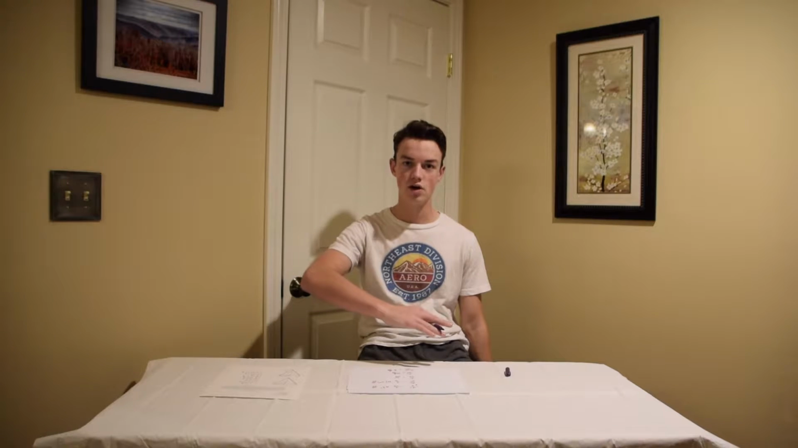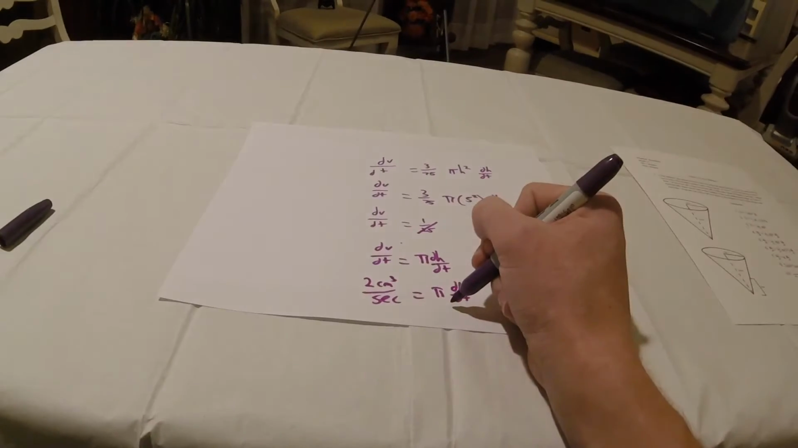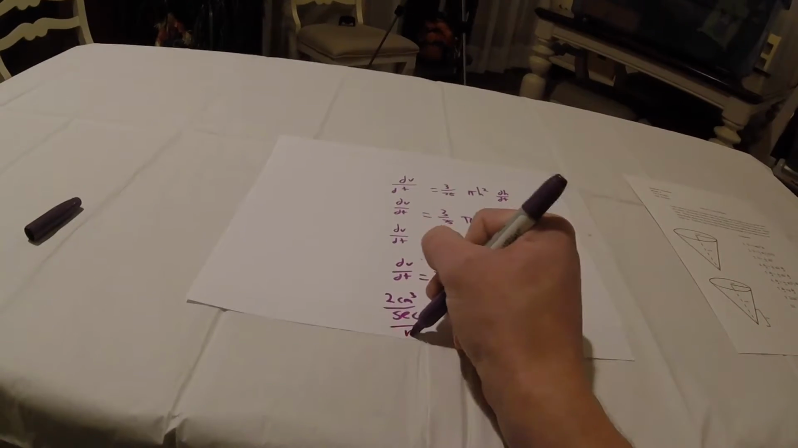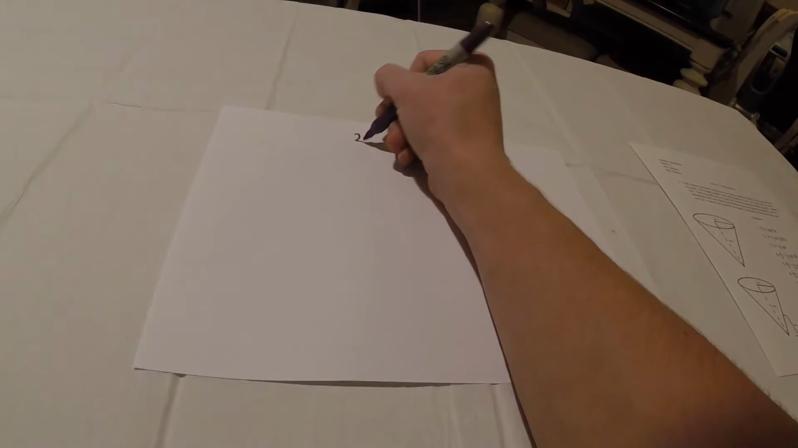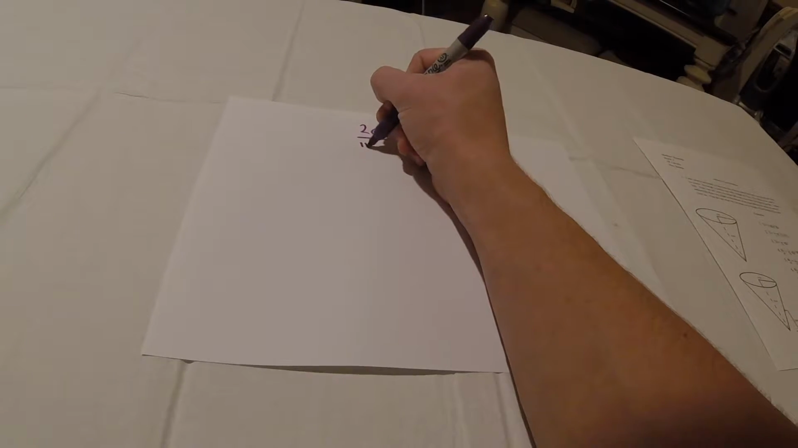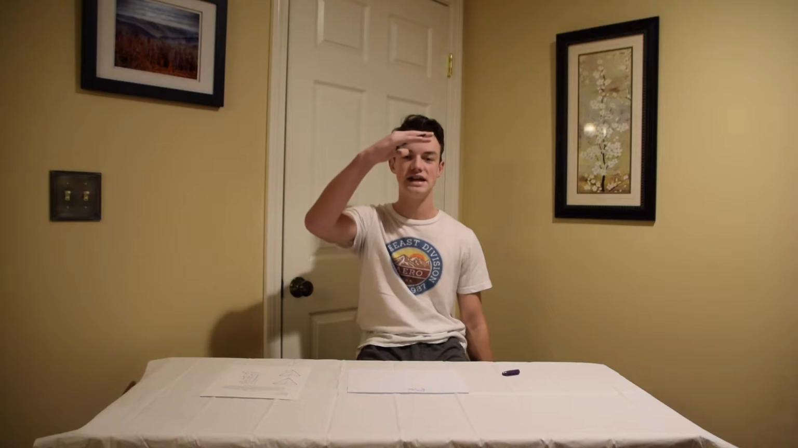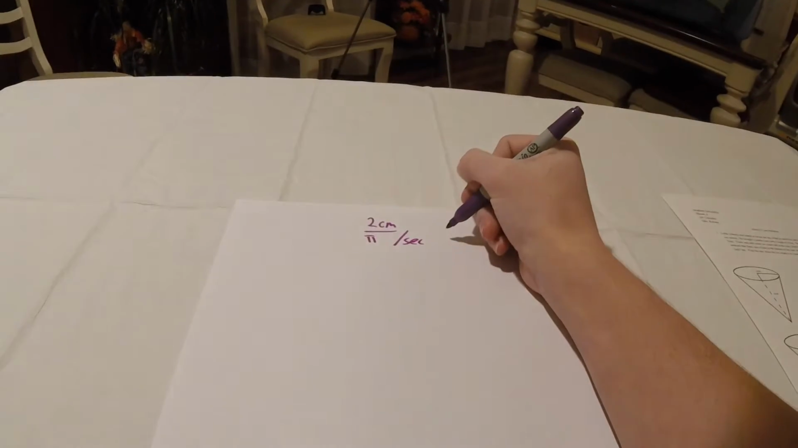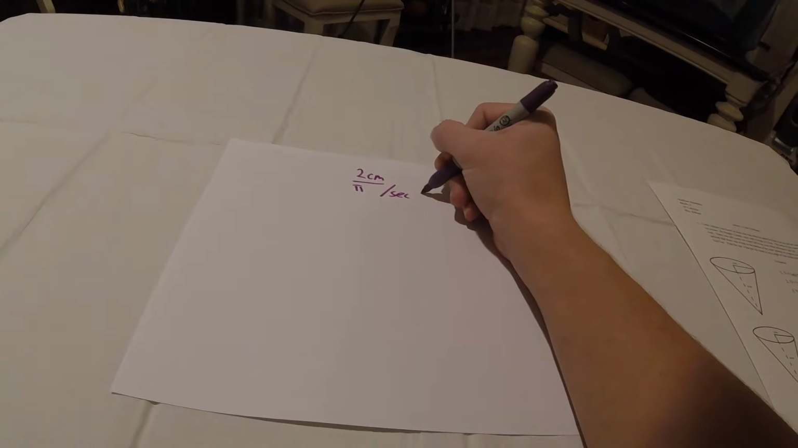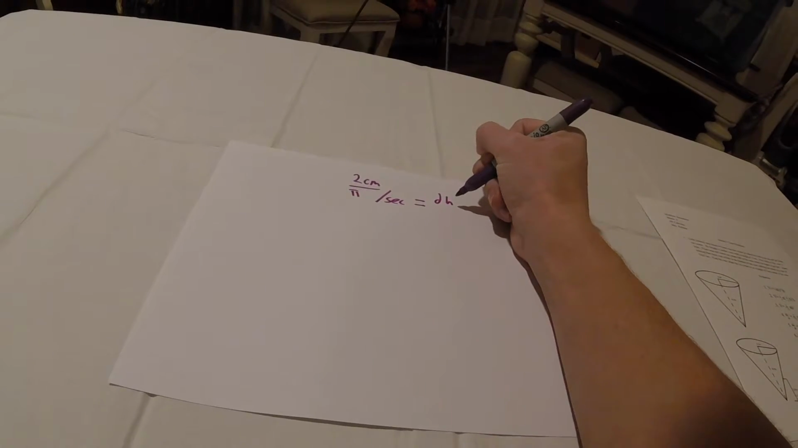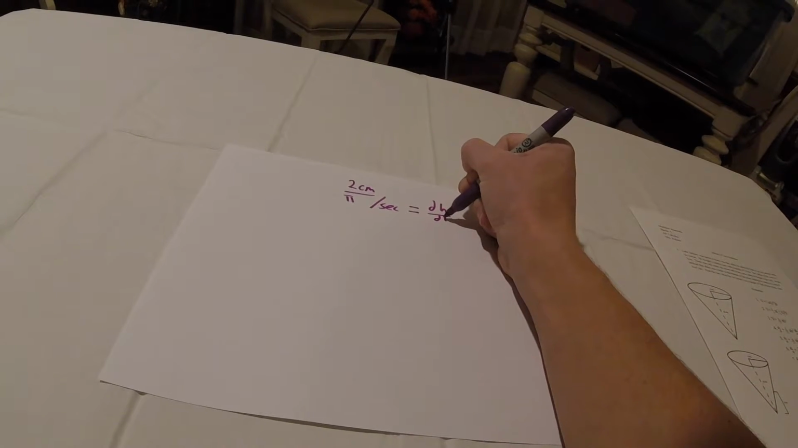Since we're trying to find the rate at which the height is changing as it moves down the cone, as the ice cream leaks out, we will divide dh over dt by pi and do the same thing with the other side so we can get dh over dt by itself. So divide by pi and divide by pi. Now the equation becomes 2 centimeters over pi per second. Notice there's not a cubed anymore in the equation because we are finding the change in the height, not the change in the volume. 2 centimeters over pi per second equals dh over dt.